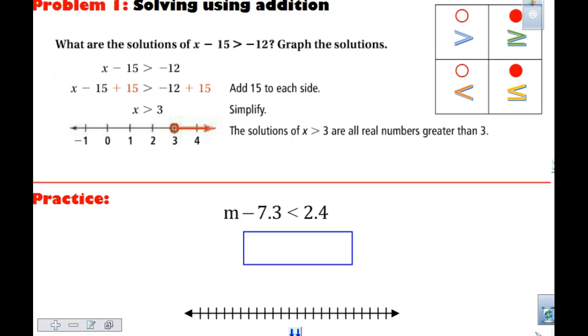So here again, they talk about that open and closed, right? Open is always with the greater or less than because it is not part of the solution. The closed is with the greater or equal, less or equal.